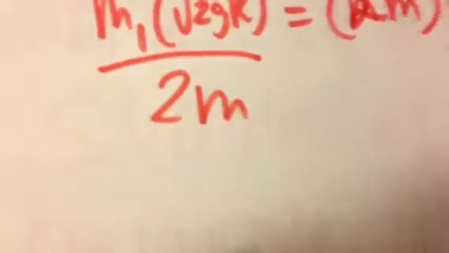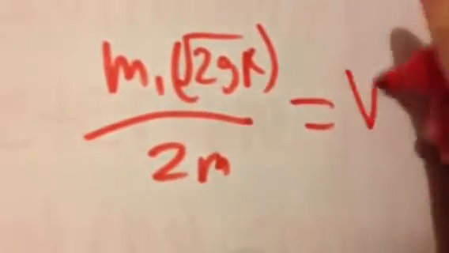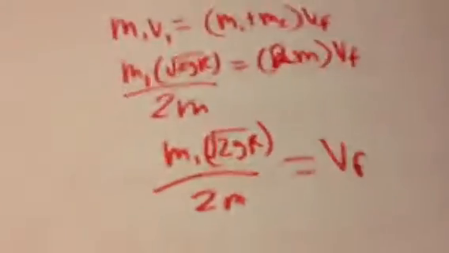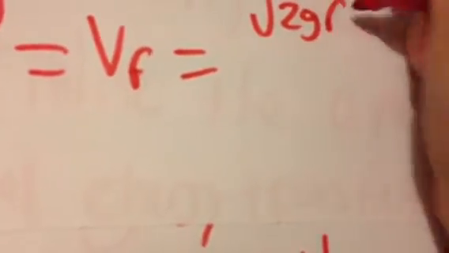So with that, now we can divide both sides by 2m. So we get m1 times the square root of 2gr over 2m equals vf. But we're not quite done yet, because since these two masses are equal, they go away. And we're left with vf equals the square root of 2gr over 2.